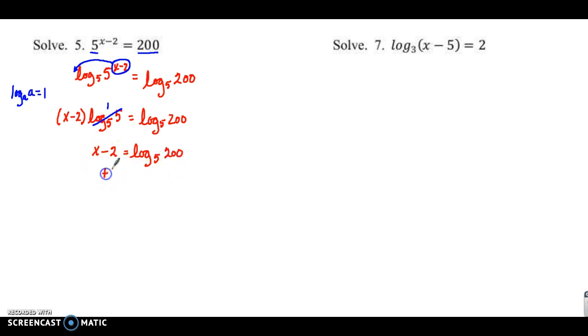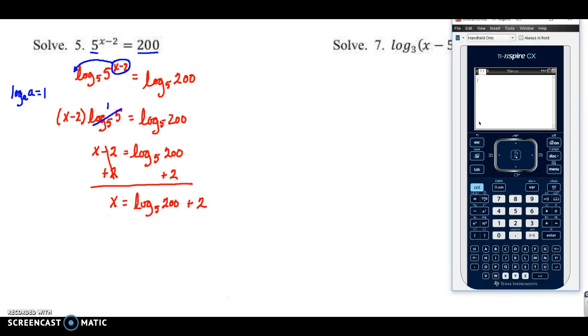To solve for x, I could add 2 to both sides. Now, when I add 2 to both sides, you want to be careful, because on the right-hand side, this 200 is attached to the log. It's not a regular 200. So that is simply going to be log base 5 of 200 plus 2. Now, we could plug that into our calculator to see what that actual value would be. And remember, your log key is right above the x to the 10 key.